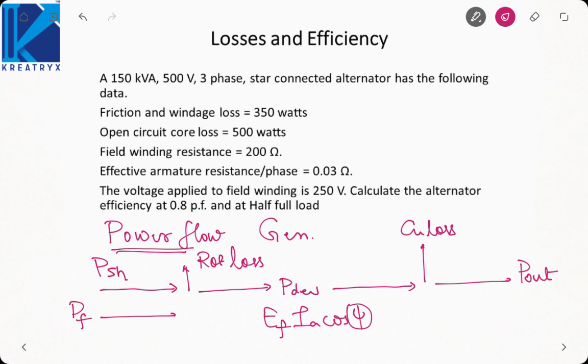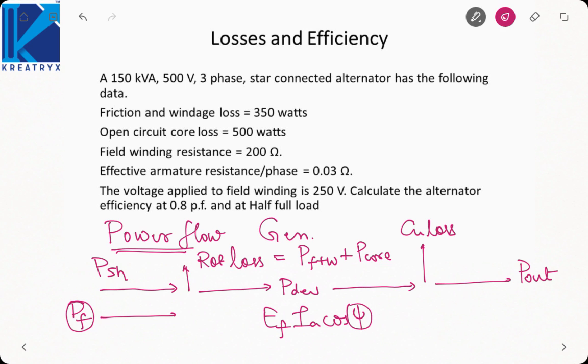Now what is this rotational loss? It is actually equal to friction and windage loss plus core loss. So remember this field power. Whatever is the real power in the field is actually taken as a loss. Why is it taken as a loss? Because the function of field winding is to generate the flux, which should require only reactive power. So whatever is the real power consumed in the field winding, that makes no use and hence it is taken as losses.